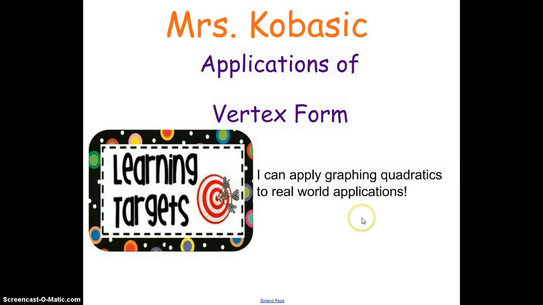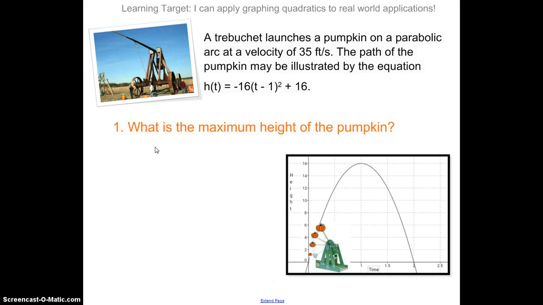Hello and welcome to this lesson video for applications of graphing quadratics, and in particular we're focusing on when our equations are in vertex form. So let's get started. We've got a pumpkin chumpkin contest that we're going to talk about. We've got this launcher that's going to launch a pumpkin on a parabolic arc at a velocity of 35 feet per second. The path of the pumpkin can be illustrated by this equation here that's in vertex form.